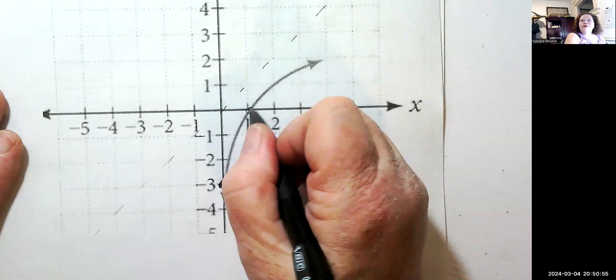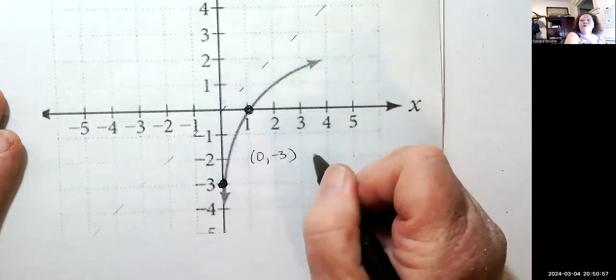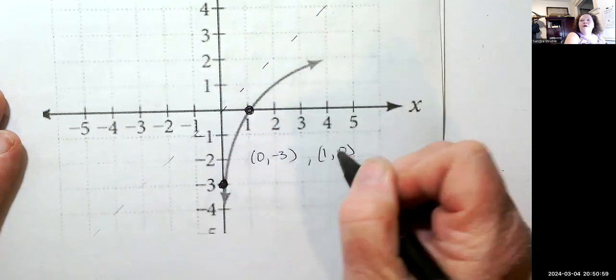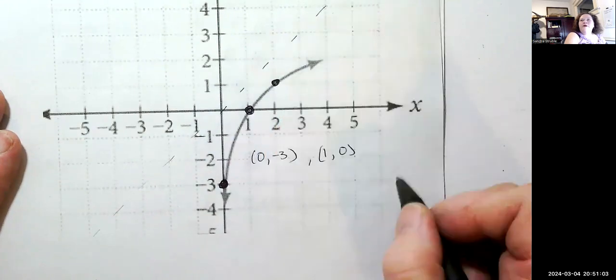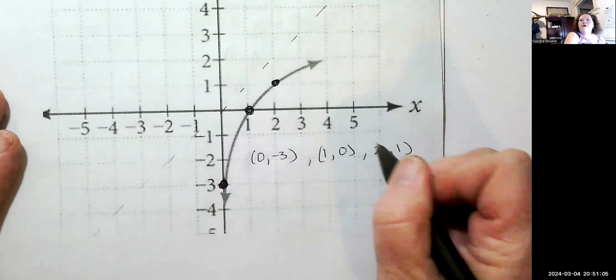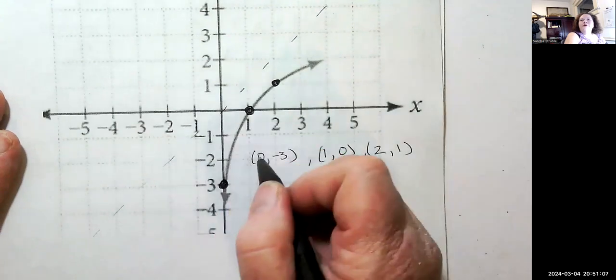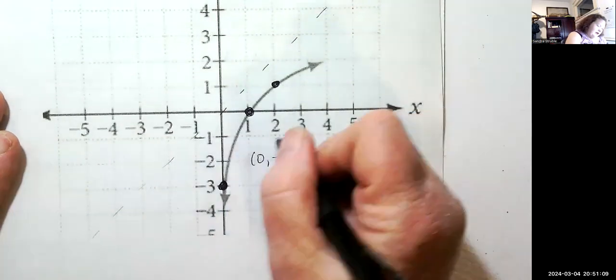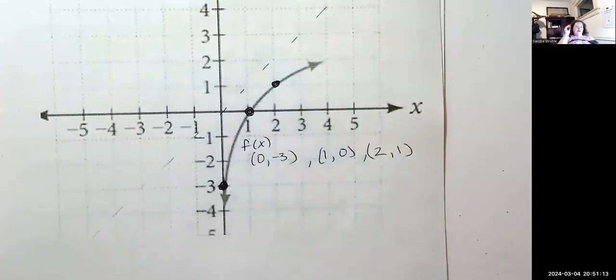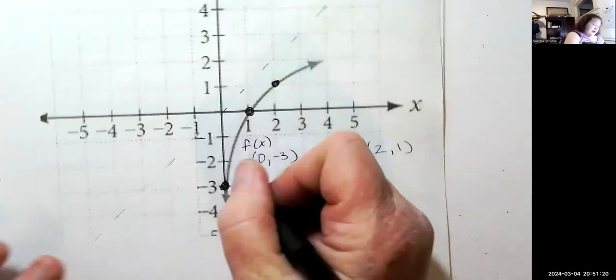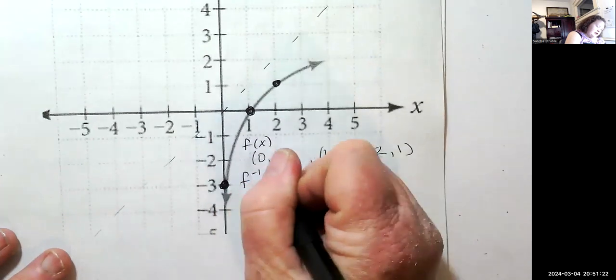And this one looks pretty solid. 1, 0. This one looks pretty solid. 2, 1. All right. So this is my f function. This is my f. So my domain for my f, just by looking at these three, consists of 0, 1, and 2.